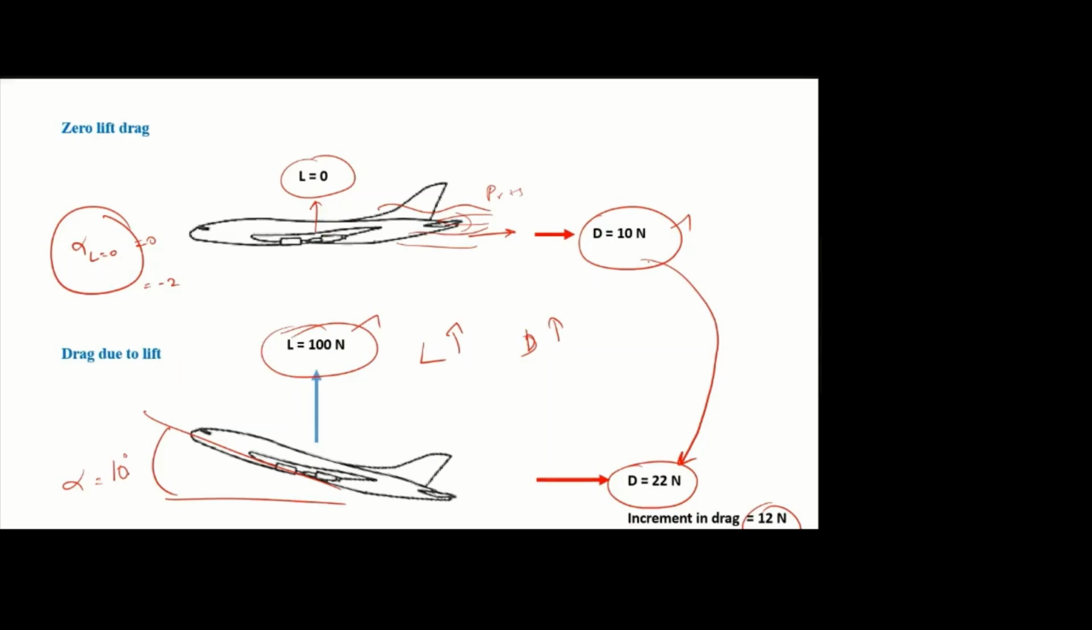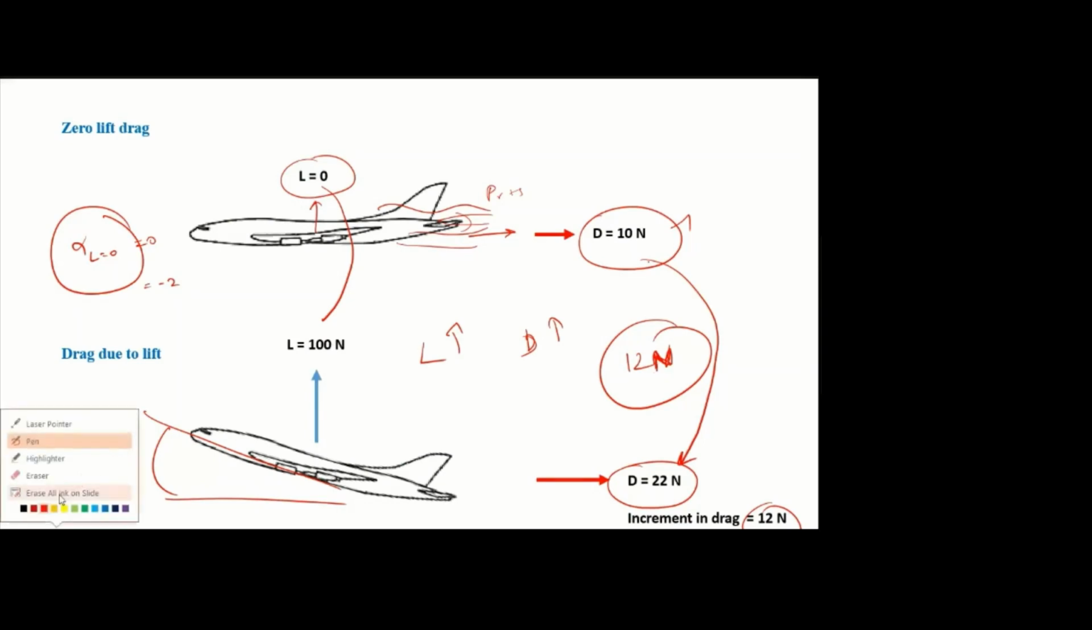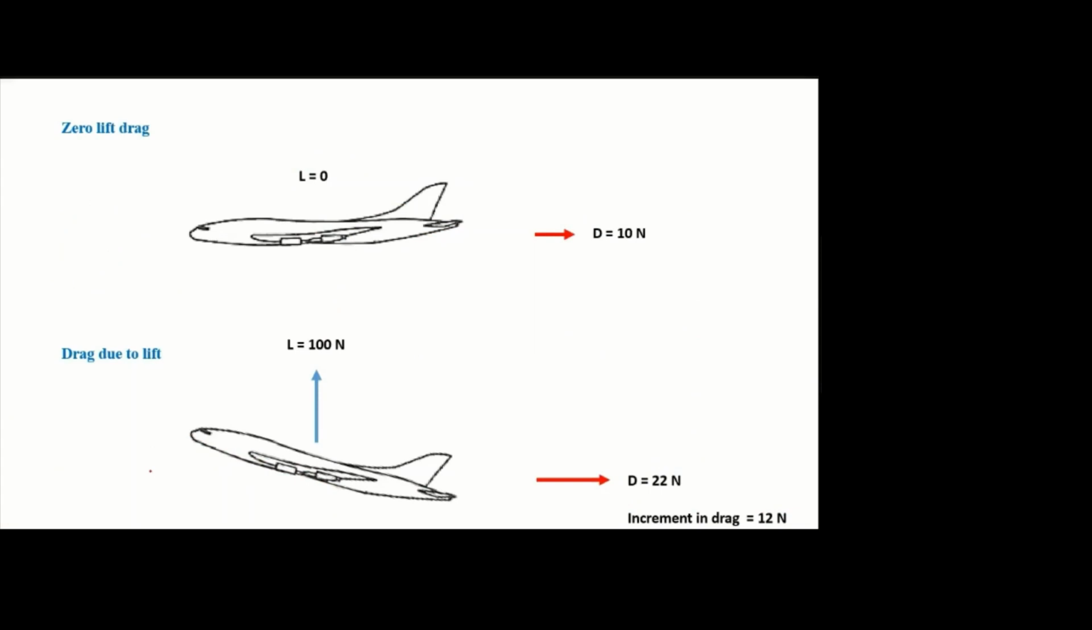So I increase the angle of attack, lift increased from 0 to 100, drag also increased from 10 to 22, and the increment is called drag due to lift. So here the increment is 12 Newton. So the definition of drag due to lift: it is additional pressure drag, which is measured above the zero lift drag. Is it clear? Should I repeat? Yes, sir. Clear. Okay.